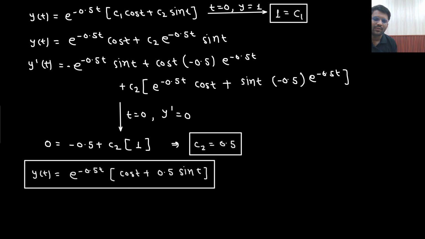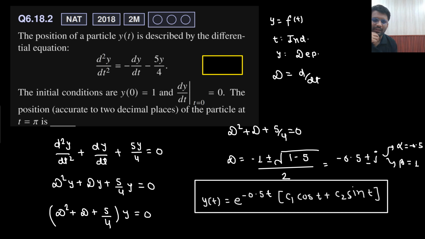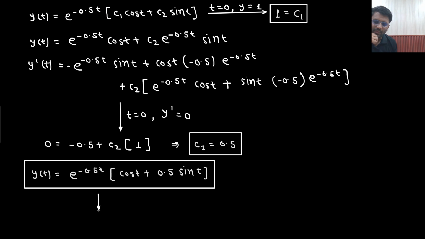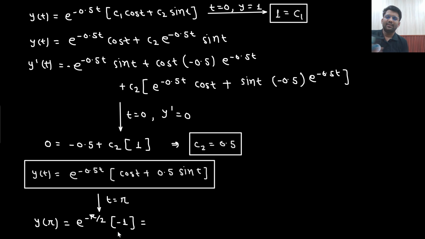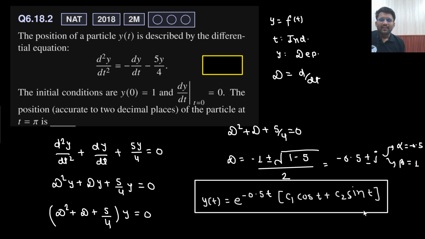Now what we need to do? We need to put t equals to pi here. So what is the value we are getting? If I put t equals to pi, then e to the power minus pi by 2, cos pi is minus 1 and sin pi is 0. So e to the power minus pi by 2 with the negative sign. This is the answer that we are getting. Simply put the values and your job would be done.